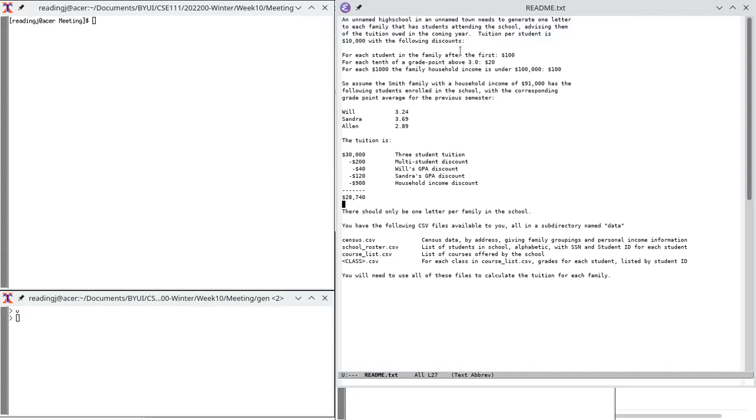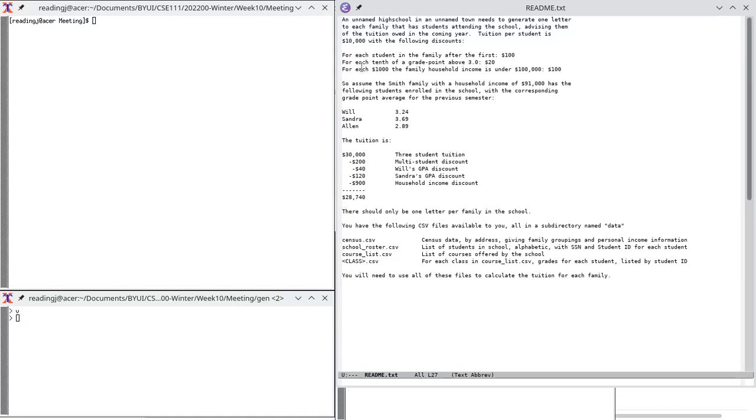I don't know what kind of a private high school would charge $10,000 in tuition, but that's life. Okay, so they can get the following discounts. If a family has more than one student, you get a discount of $100 for each student after the first one. If a student has a GPA above 3.0, then you get $20 off for each tenth of a grade point above 3.0. So if they're 3.1, they'll get $20 off. If it's 4.0, they'd get $200 off.